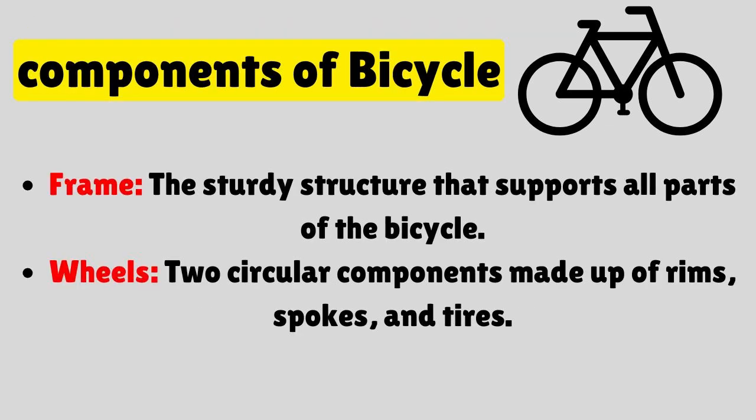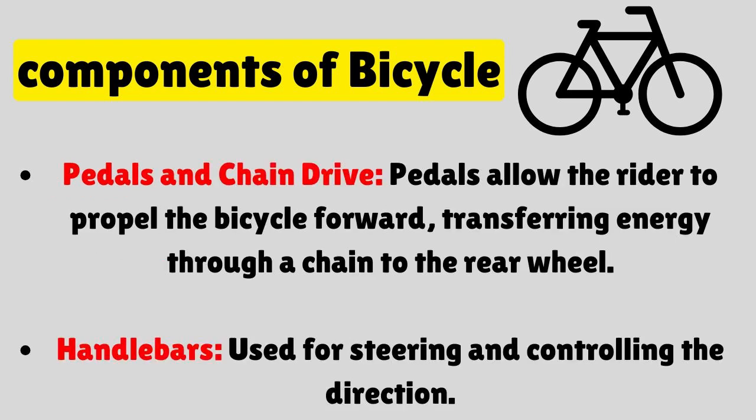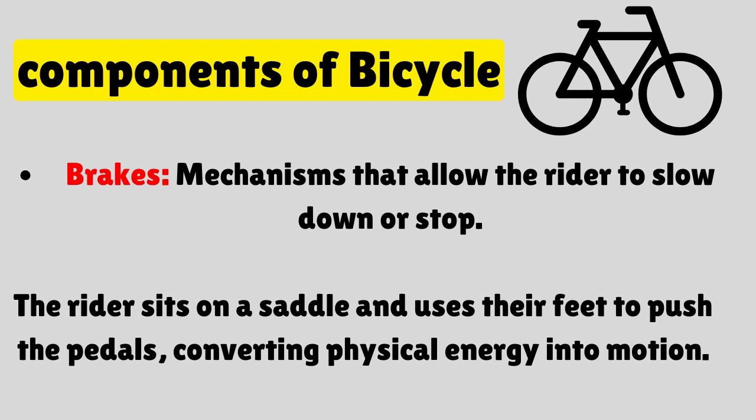A bicycle typically consists of the following components. Frame, the sturdy structure that supports all parts of the bicycle. Wheels, 2 circular components made up of rims, spokes, and tires. Pedals and chain drive. Pedals allow the rider to propel the bicycle forward, transferring energy through a chain to the rear wheel. Handlebars, used for steering and controlling the direction. Brakes, mechanisms that allow the rider to slow down or stop. The rider sits on a saddle and uses their feet to push the pedals, converting physical energy into motion.